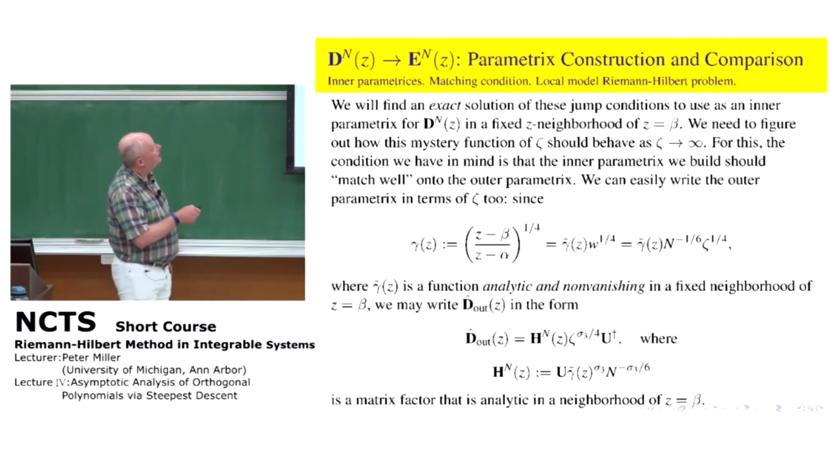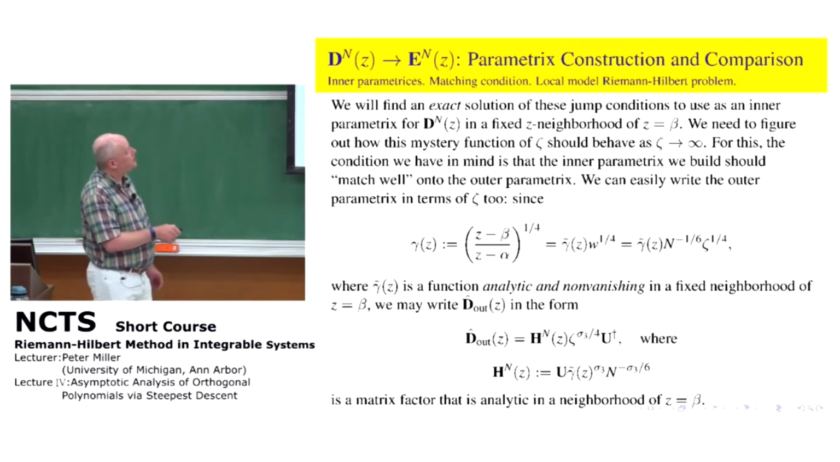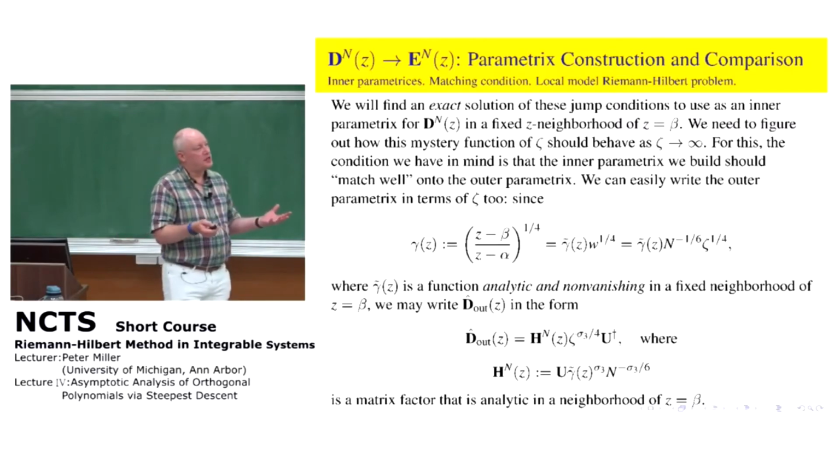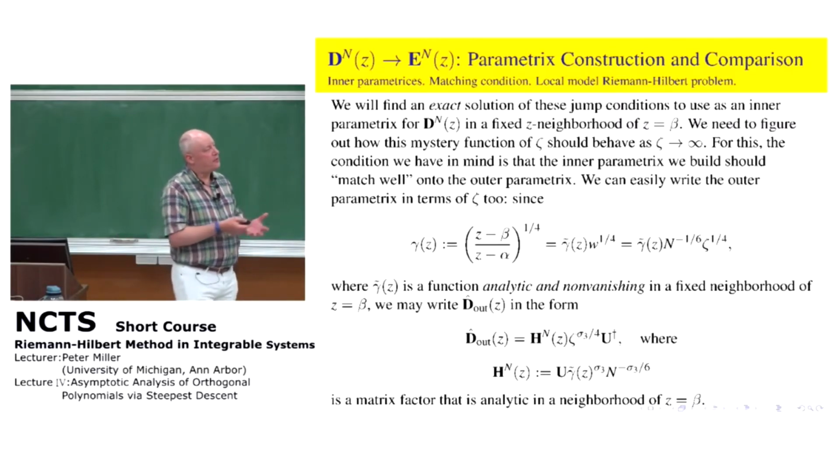So now we're going to find an exact solution of these jump conditions to use as an inner parametrix for this D_n(z) in some fixed z neighborhood of z equals beta. So the question: we know the jump conditions that it should satisfy nearby. We just wrote those down.